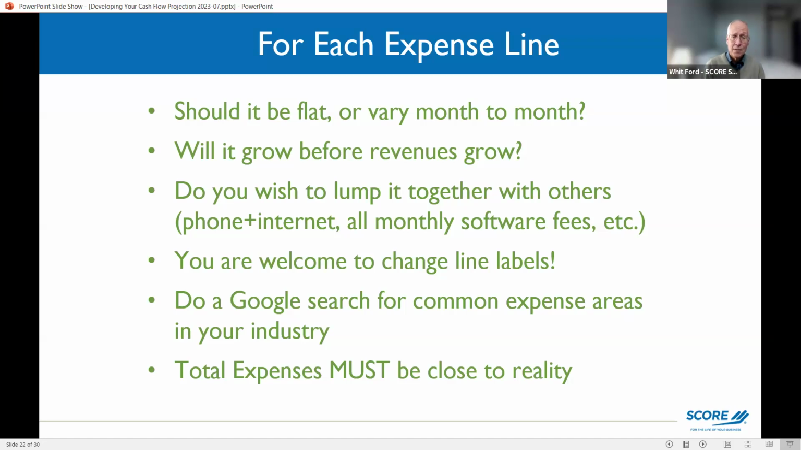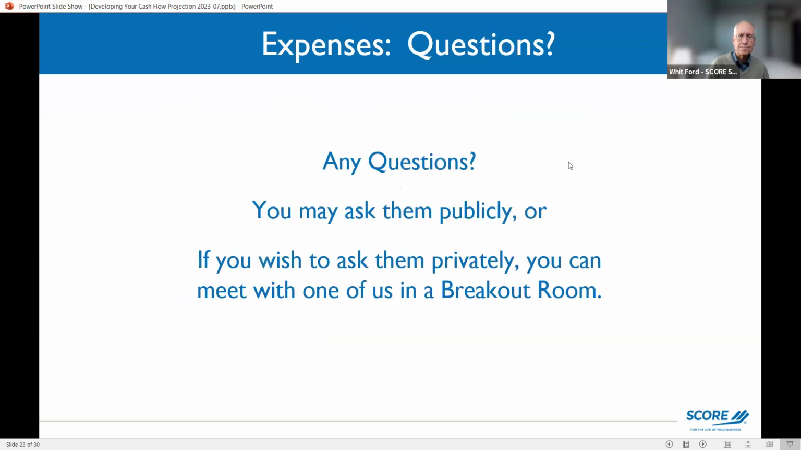Now, the good news is most people's expense forecasts have errors, but those errors tend to offset one another to some extent. And so most people who do a reasonably good job of trying to be reasonable in their expense forecasts will tend to be within about 10% of reality. And that's cool. Any other questions about expense forecasts?